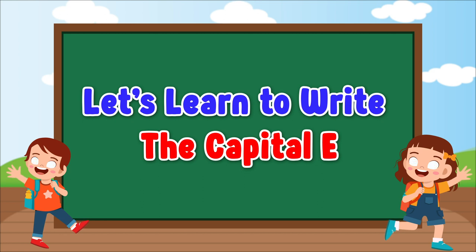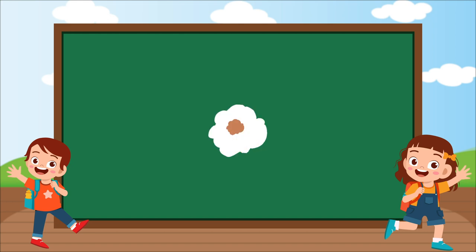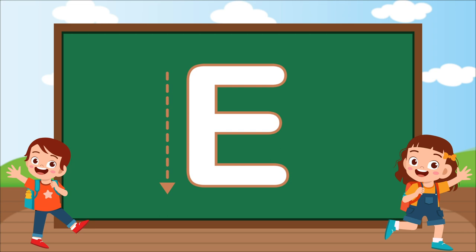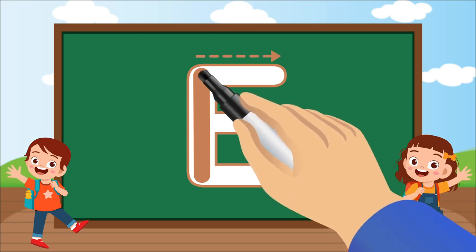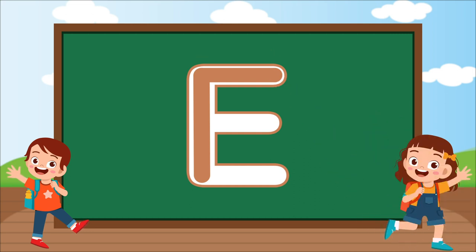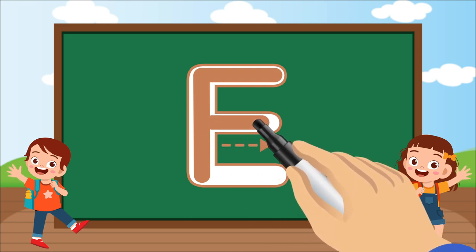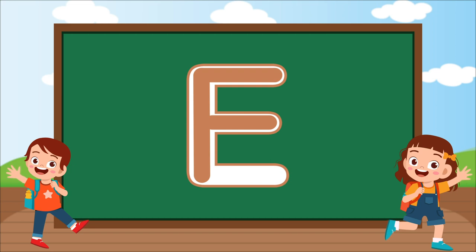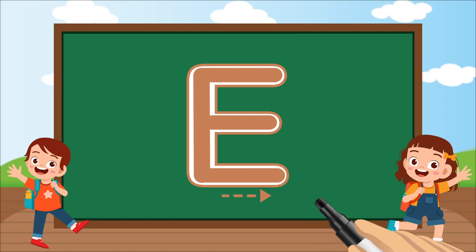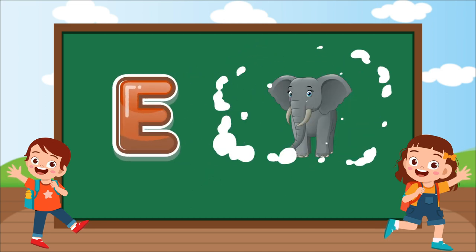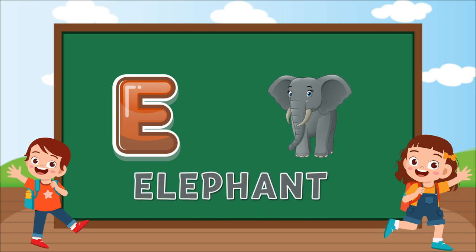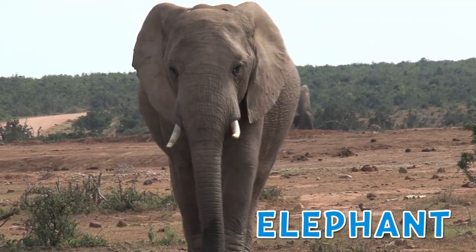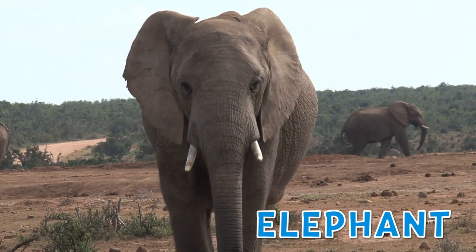Let's learn to write the capital E. First, we will draw a standing line. And then go to the top and draw a sleeping line. Come back halfway and again draw a sleeping line. In the end, draw one more sleeping line. E is for elephant. Elephant.